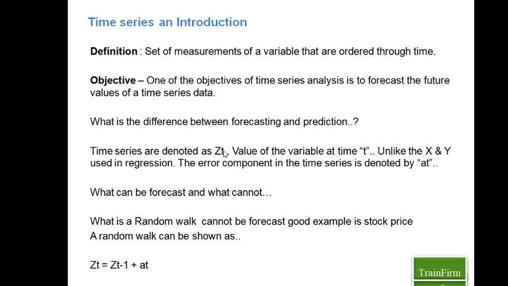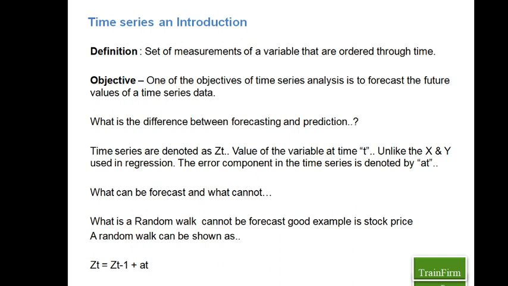Z_t. And just like in the regression equation, where we have an error component, we do have an error component in the time series as well. And that is denoted as a_t, what you see here. Instead of the error component e, we use a_t. That a_t is nothing but the error at a point in time t, right? So that's fundamentally how we will create a time series equation.